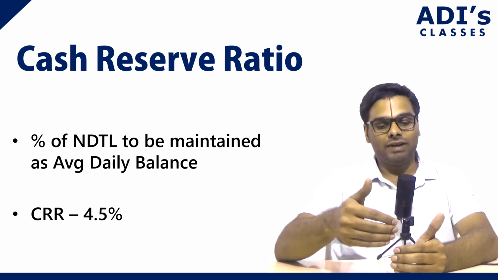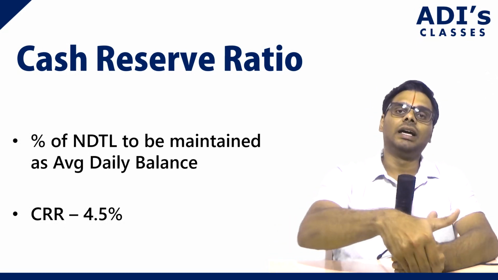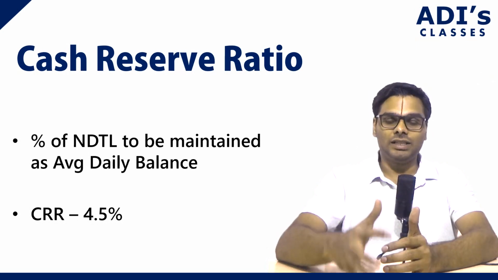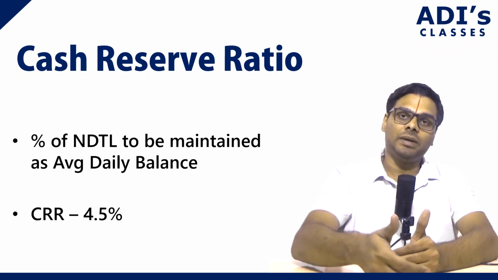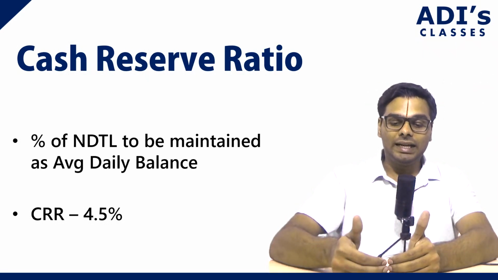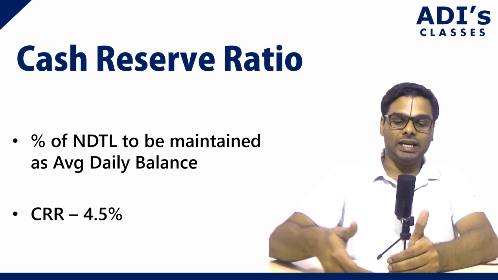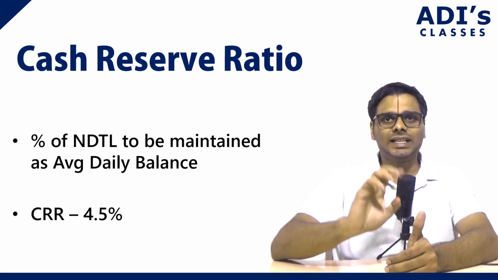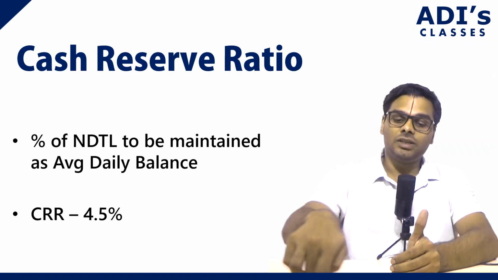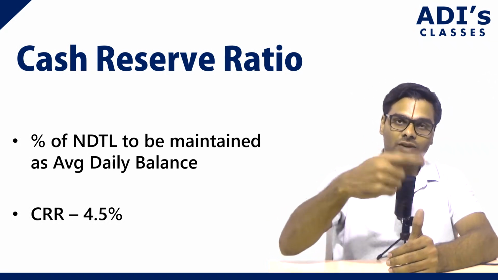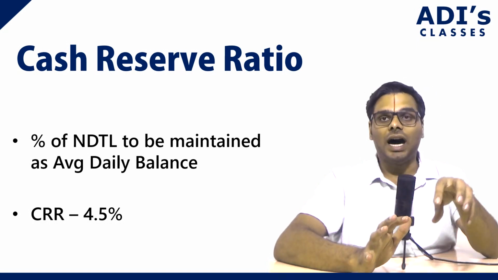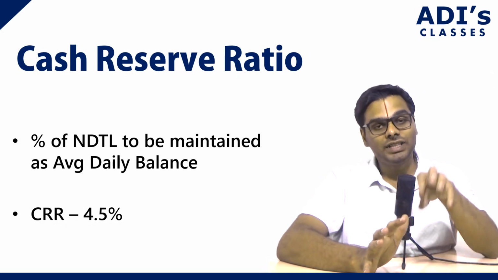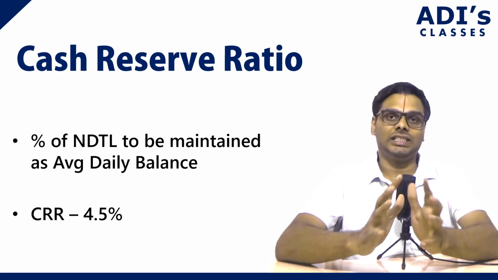Okay. Now let's say 1 lakh rupees, like me, 100 people have given money to SBI, that is deposited money with SBI. So 1 lakh into 100 is 1 crore. So 1 crore rupees has been deposited with SBI. Now the net demand and time liabilities of SBI is going to be 1 crore. Now let's say the RBI says that cash reserve ratio is 4%. That means 4% of this total deposit, that is 1 crore, has to be kept with the RBI itself as cash, that is average daily balance it has to maintain with the RBI. So that is what cash reserve ratio means.